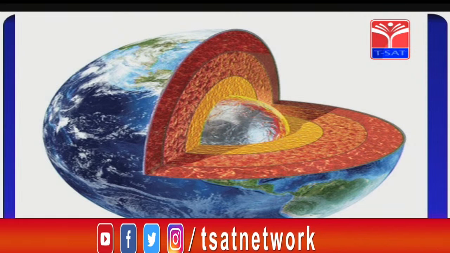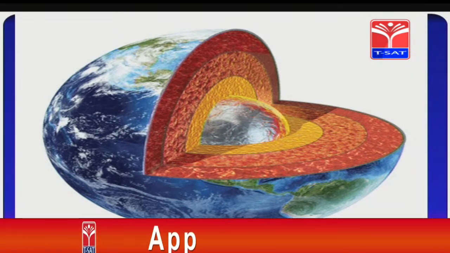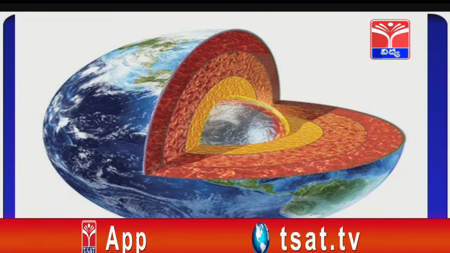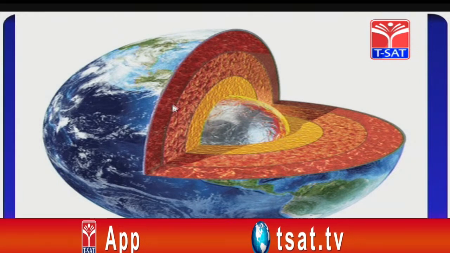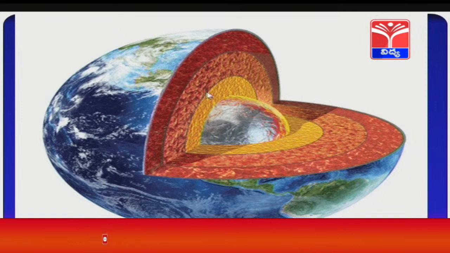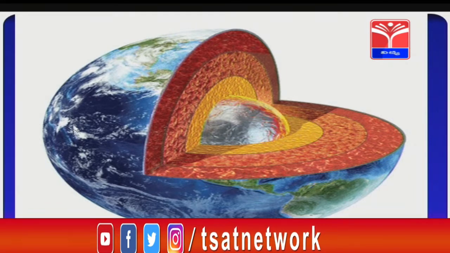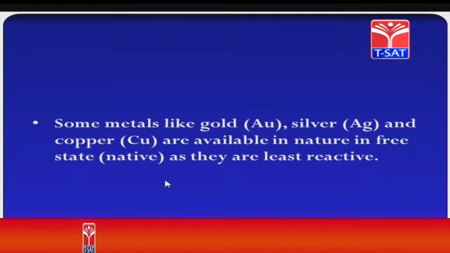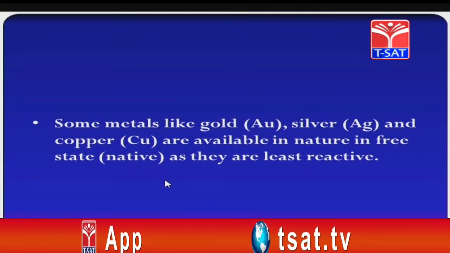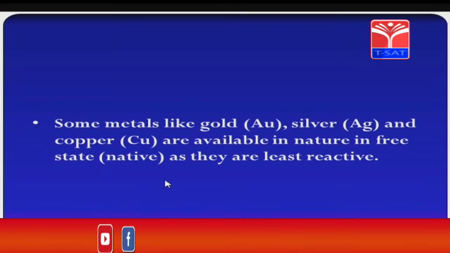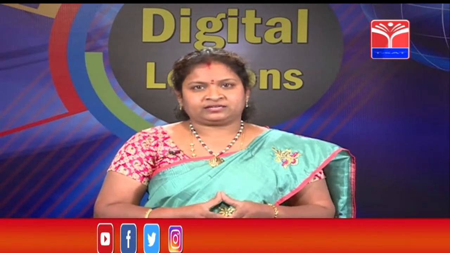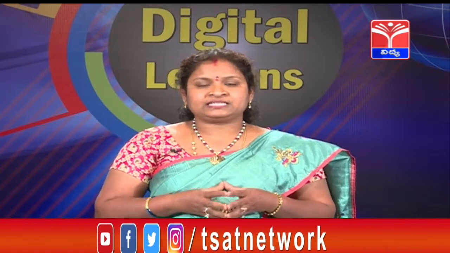Children, if you see this picture, earth has three parts. The inside part is core, which is covered with the crust, the part in which we can find different types of metals, and this is the outer crust layer, maximum part of which is covered with water. So, children, some metals like gold, silver and copper are available in nature in free state, that means in native state. That means pure state, because as I told you they are less reactive.